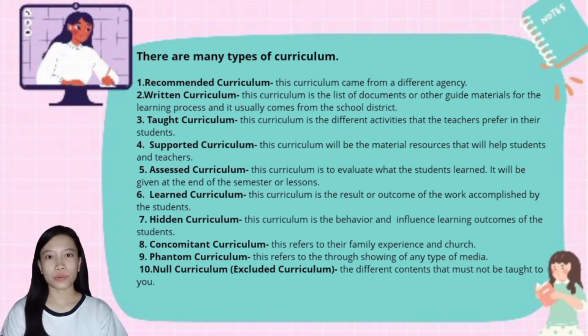7. Hidden curriculum. This curriculum is the behavior and influence on the learning outcomes of the student. 8. Concomitant curriculum. This refers to their family experience and church. 9. Phantom curriculum. This refers to what is learned through showing any type of media. 10. Null curriculum or excluded curriculum. The different contents that must not be taught to you.